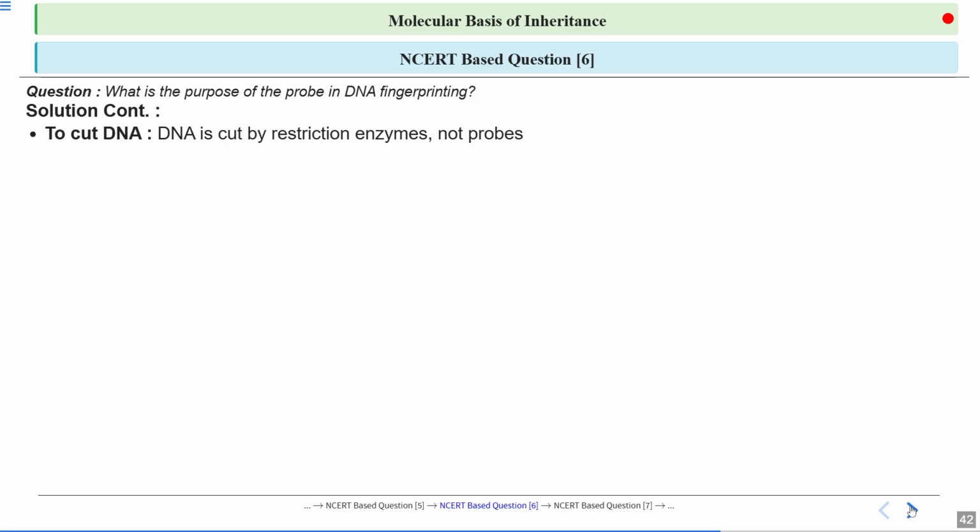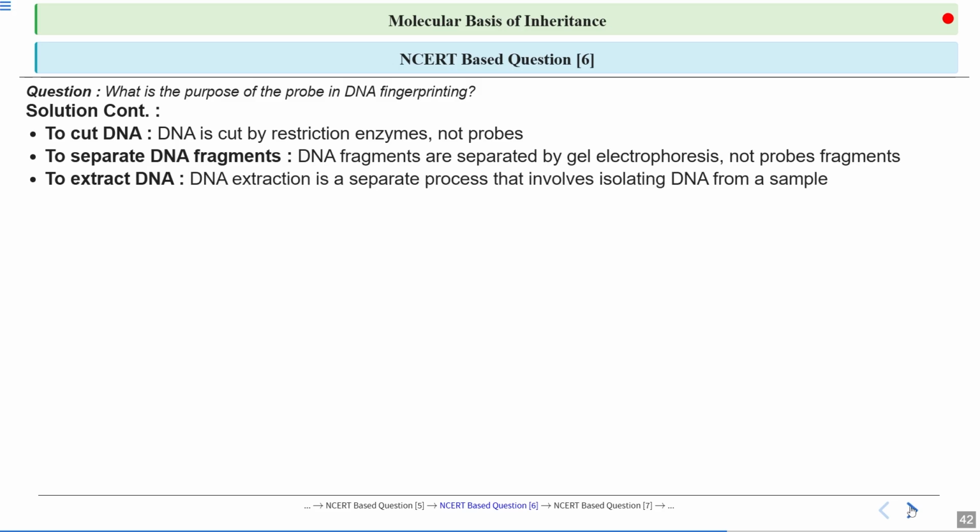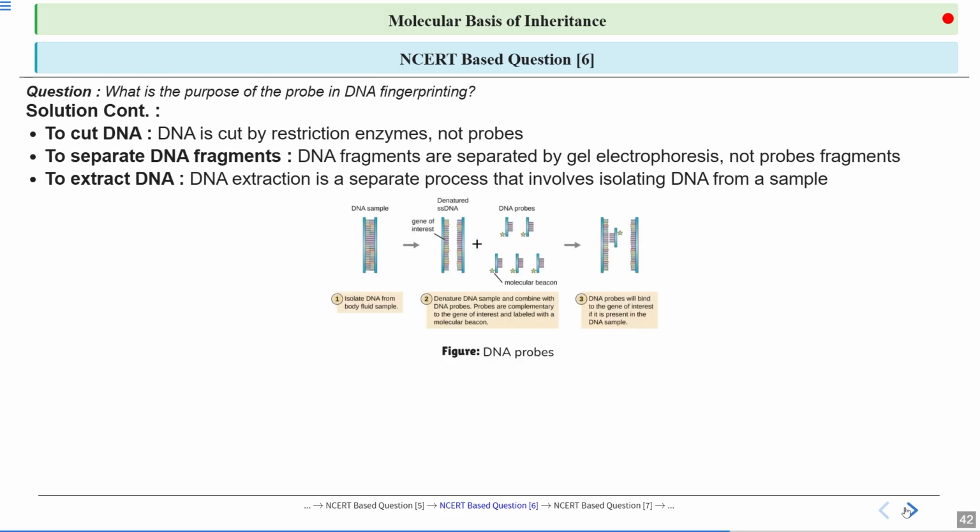A restriction enzyme is used to cut the DNA, not probes. To separate DNA fragments, we use gel electrophoresis, not probes. DNA extraction is a separate process that involves isolating DNA from a sample.